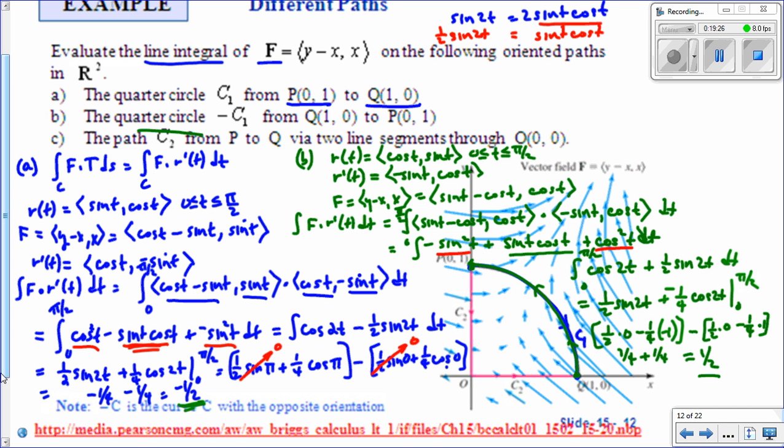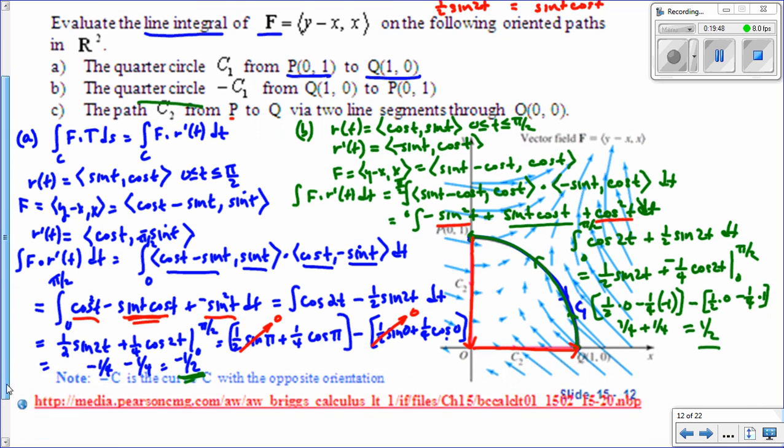Okay, so now let's look at our third path, which will be C2. C2 will go from P to Q, but it's going to go through 2 line segments through the origin. So the first part will be here, and then the second part will be here. So we're going to need 2 different parameterizations to define those 2 different line segments.